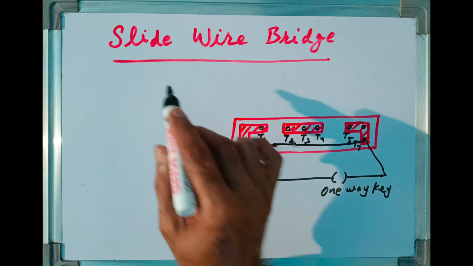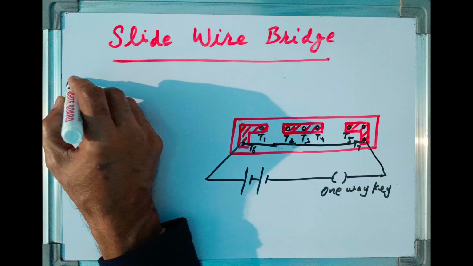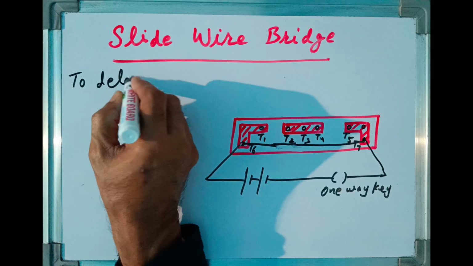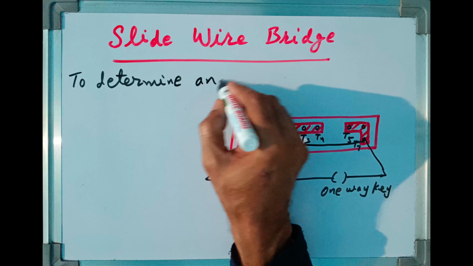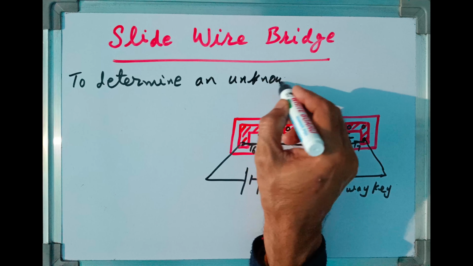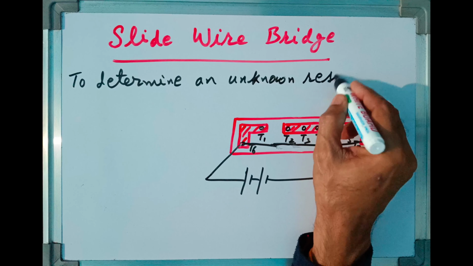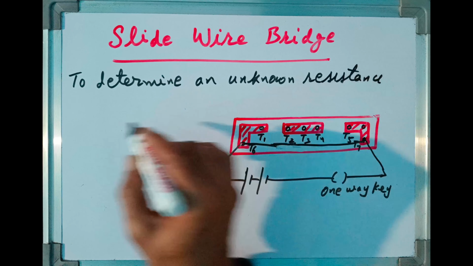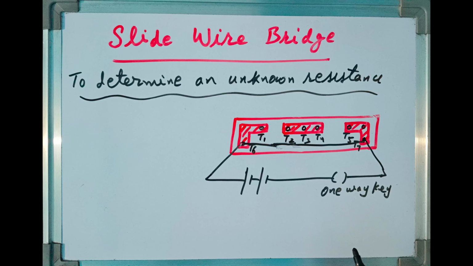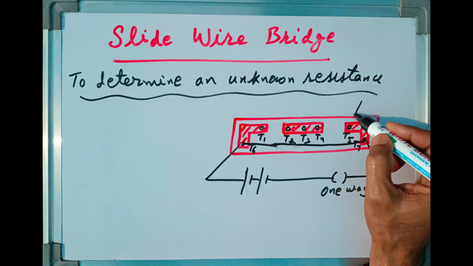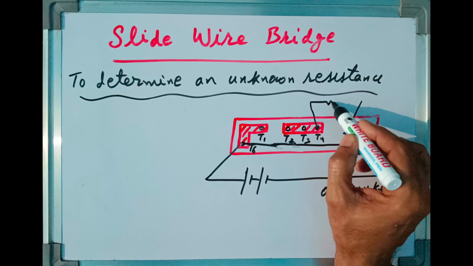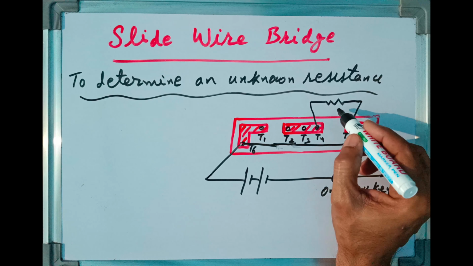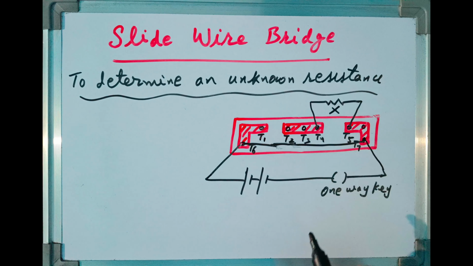And this slide wire bridge is used to determine an unknown resistance. This is the main use of slide wire bridge. And the resistance which is to be found out, that is connected between terminal T5 and terminal T4. Suppose this is the resistance which is to be found. Let me suppose the value of this resistance is X.